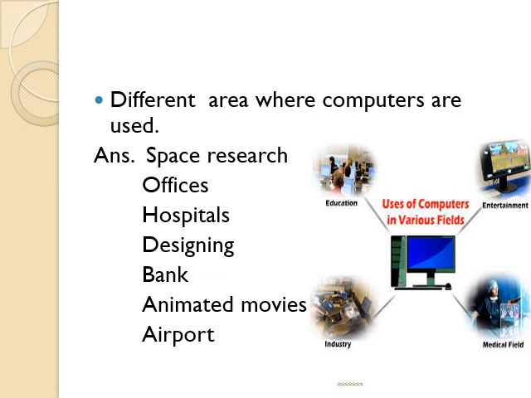Different areas where computers are used. Nowadays, computers are used at different places for different purposes. All over the world, computers are used for many purposes. Now let us see some areas where computers are used. First one, space research; second, office; third, hospital; then designing, bank, animated movies, and airport.